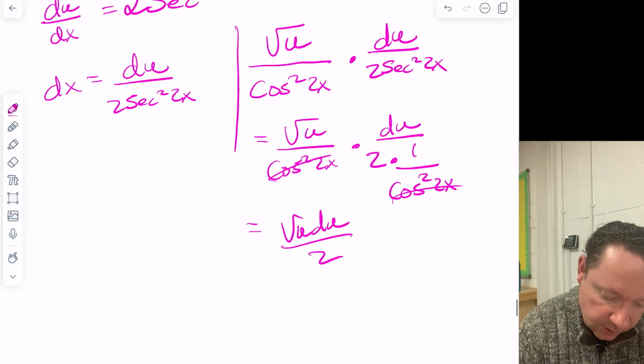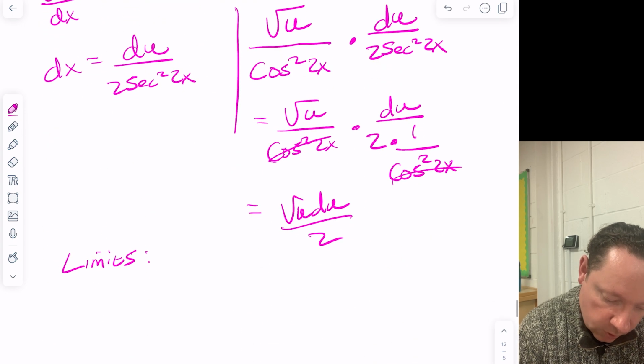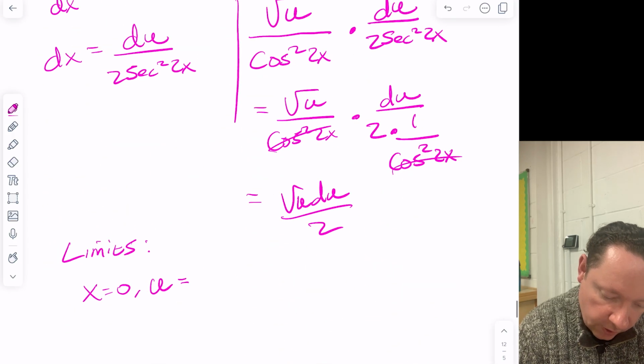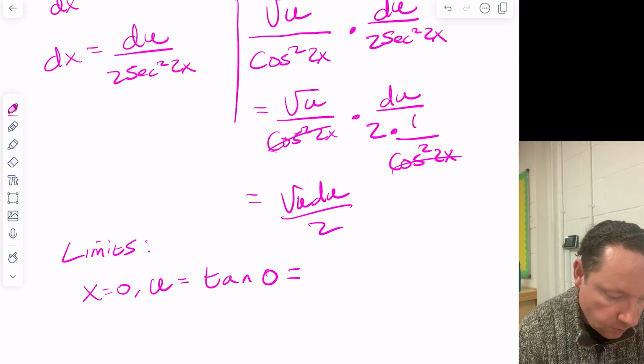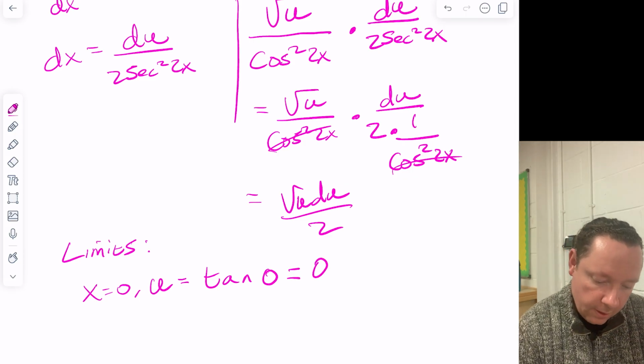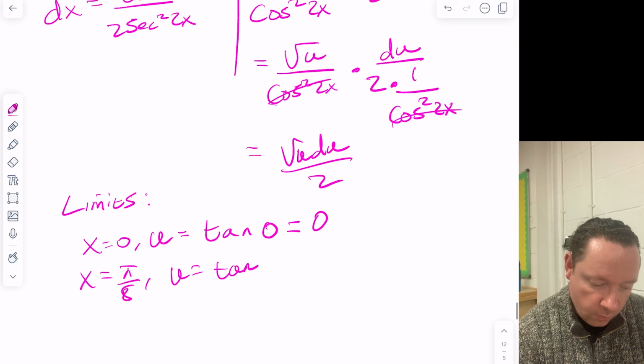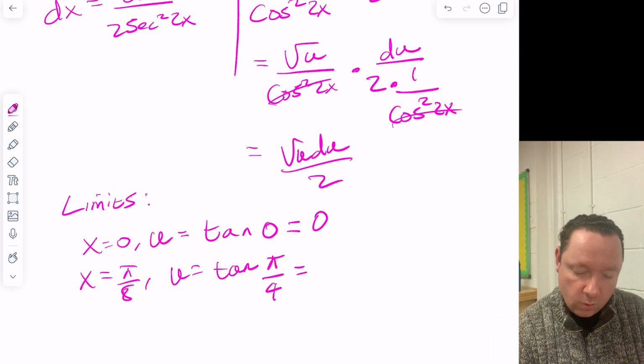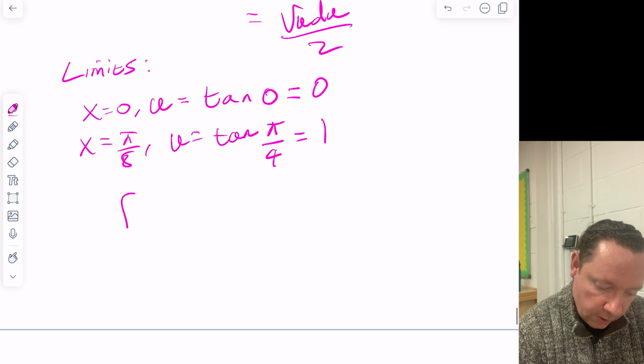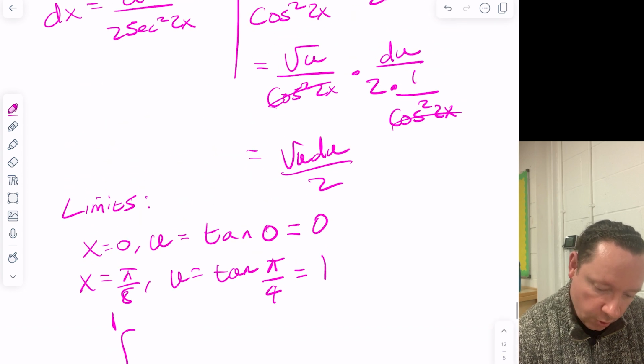So now we can do our limits. So we've got 0 and pi over 8. So when x equals 0, u equals tan of 0. And the tan of 0 is 0. And when x equals pi over 8, u equals tan 2x, I think. So 2 pi over 8, which is pi over 4. Pi over 4 is 45 degrees. The tan of 45 is 1. So that means our integral just becomes the integral between 0 and 1 of root u du over 2.